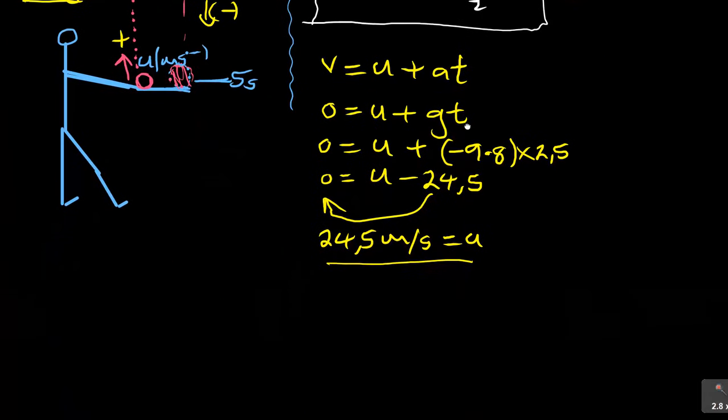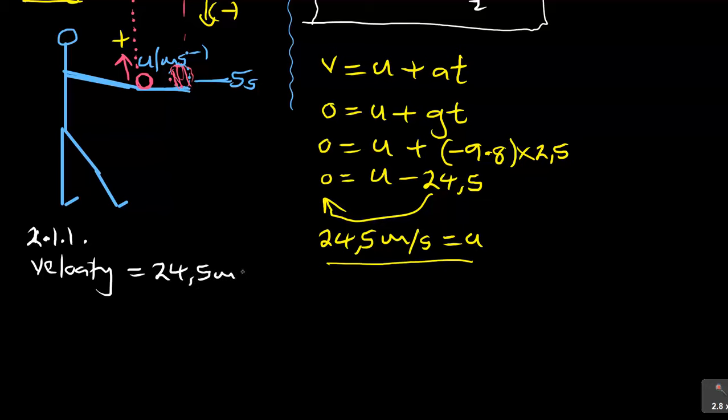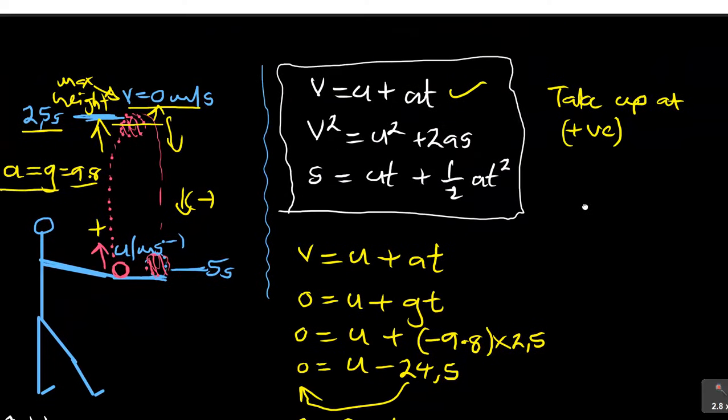Now if I can write my answers, number 2.1.1, velocity is equal to 24.5 meters per second. So this one, remember, it is upwards, that's why it's positive. So that is the velocity with which it leaves the player's hand.